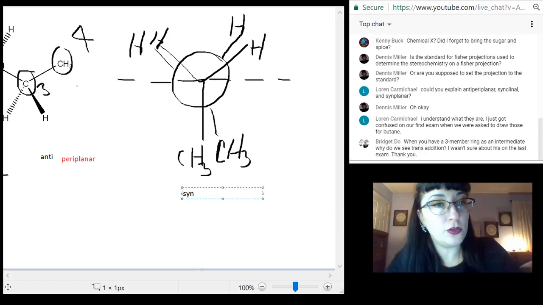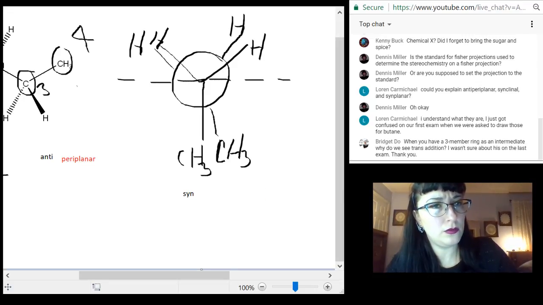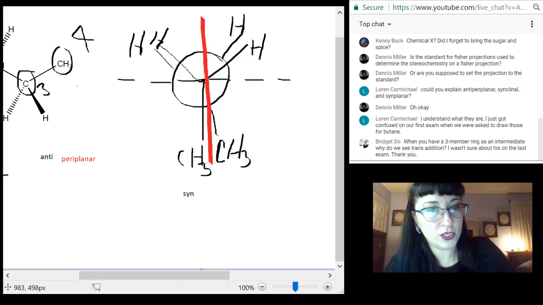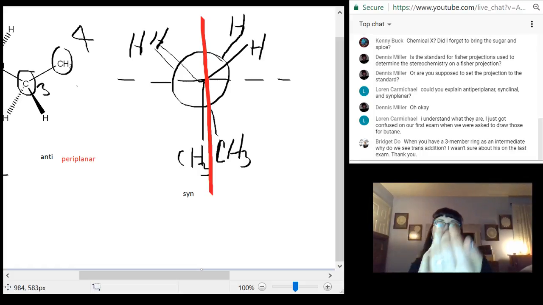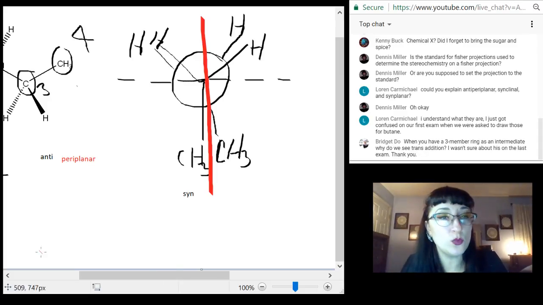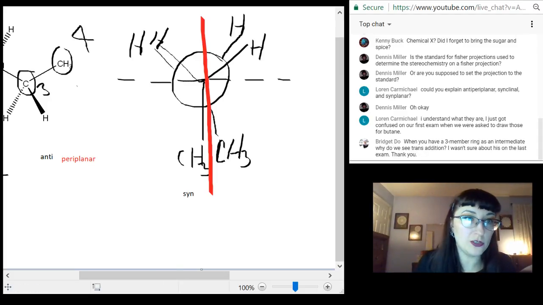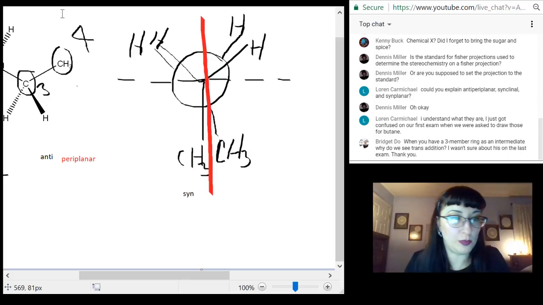I can also take a line and when I draw it down, and you're going to have to kind of imagine a little bit, because really we're looking at it at a slight angle so we can see both of the methyl groups, but I'm hitting both of them, which means this one is also periplanar. So synplanar or synperiplanar.